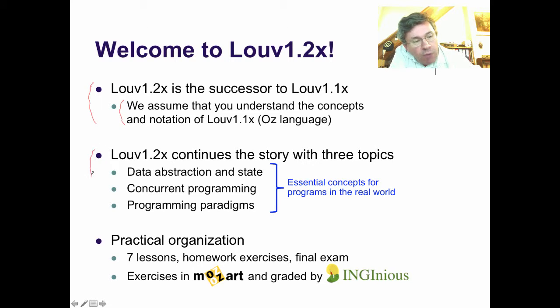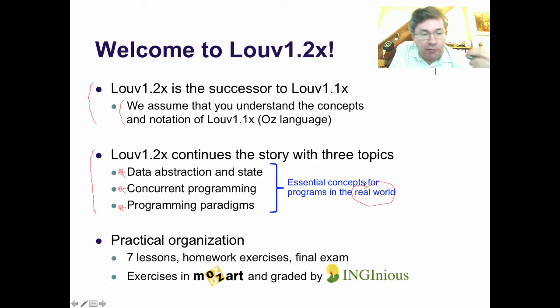So Louvain 1.2x continues the story with three important topics. First of all, data abstraction and state, and then concurrent programming, and finally, organizing all the concepts together in a coherent way in terms of programming paradigms. These are all essential concepts for programming in the real world. So the main theme of Louvain 1.2x is scaling up what we saw in Louvain 1.1x so it works in the real world.